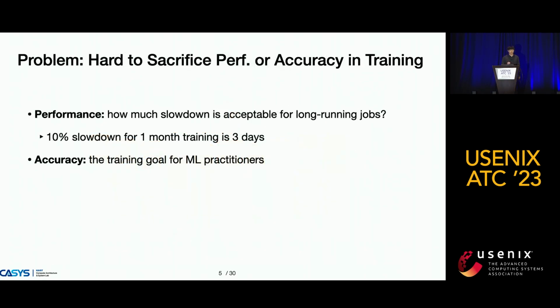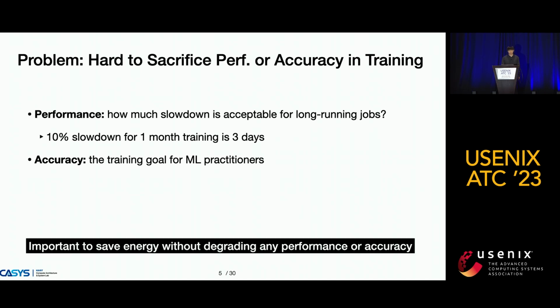However, sacrificing performance or accuracy in DNN training to save energy is a significant problem. For performance, it is difficult to determine an acceptable range of performance degradation for long-running jobs. Even a small percentage decrease in performance can result in a substantial increase in the absolute training time. Also, since the final training goal for ML practitioners is accuracy, it is important to save energy without degrading any performance or accuracy.